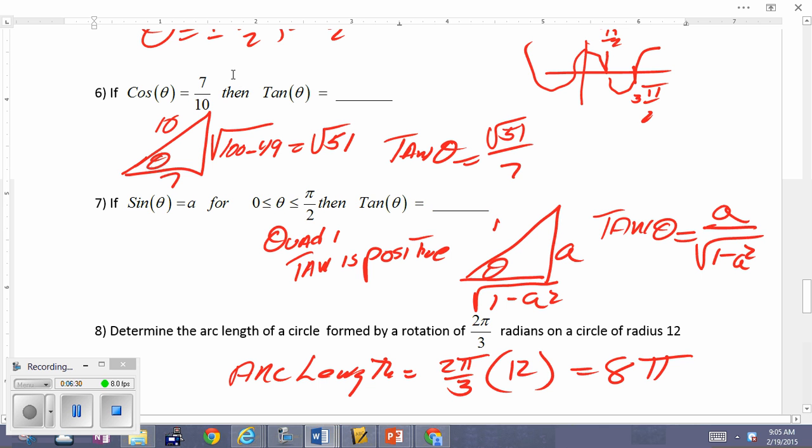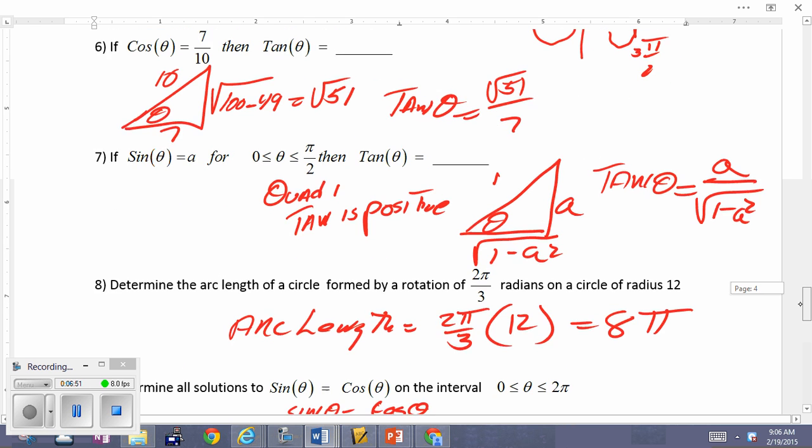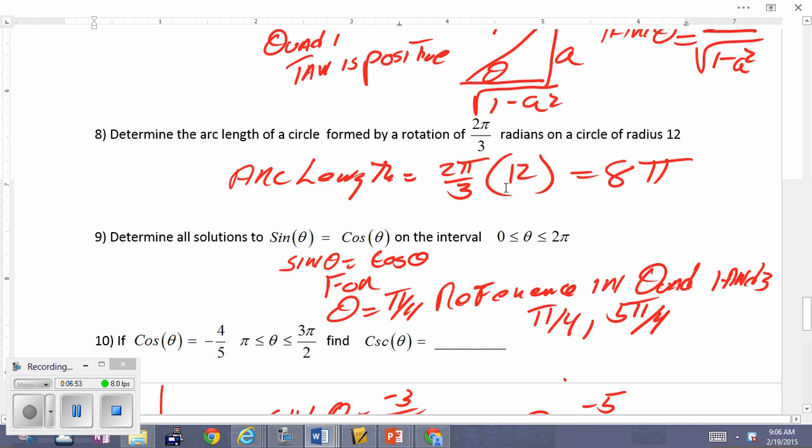Similar approach to number 6. Sine is opposite over hypotenuse, that's a over 1. The missing side by Pythagoras is the radical of 1 minus a squared. Tangent is opposite over adjacent, so a over the radical of 1 minus a squared. I don't need to worry about rationalizing it. Determine the arc length. Arc length is the radius times the radian value, so 2 pi over 3 times 12, is 8 pi.